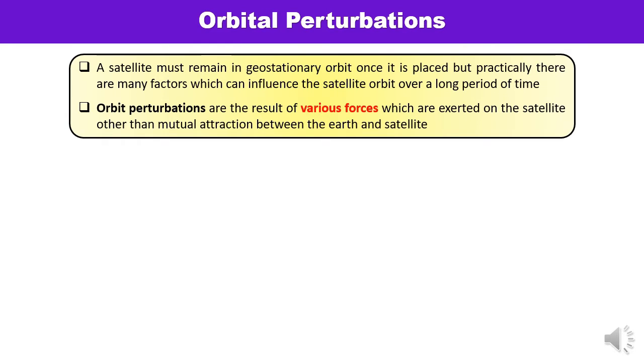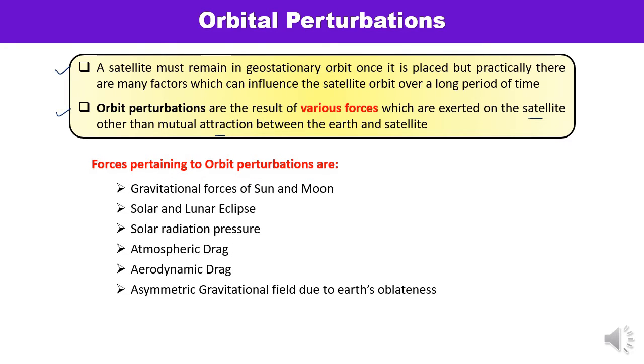But practically, the satellite and Earth respond to many forces which impact the satellite orbit, and which can influence the satellite orbit over a long period of time. So orbital perturbations are because of the various forces exerted on the satellite other than the mutual attraction between the Earth and satellite. You have to understand what the other forces are which are going to impact the satellite orbit.